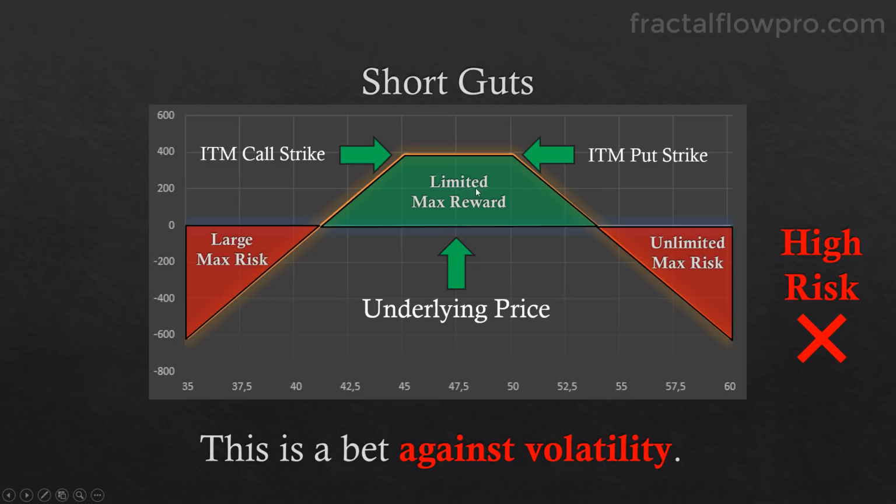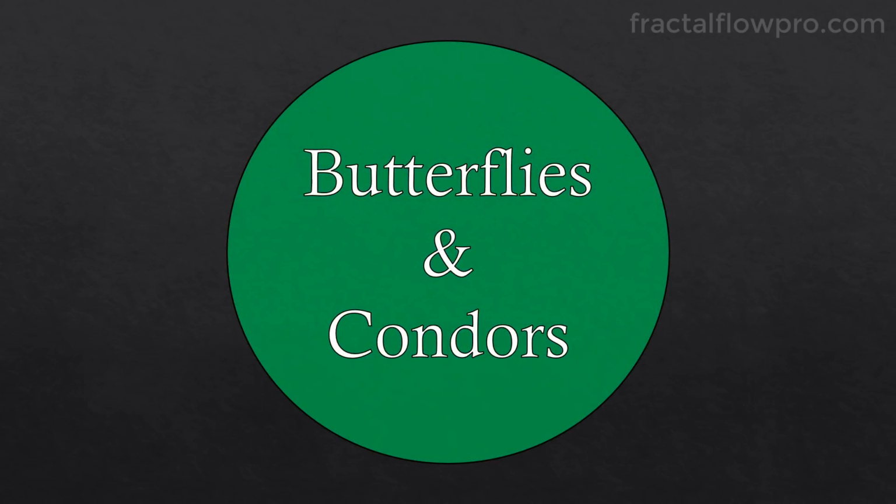Ideally, the trader wants the underlying price to stay within the range determined by the strike prices. In terms of risk, there is a limited maximum reward and an infinite maximum risk. The short guts, like the short strangle and the short straddle, is a bet against volatility, and therefore a high-risk strategy. Let's now move on to the third category, which is composed of the butterflies and condor strategies.